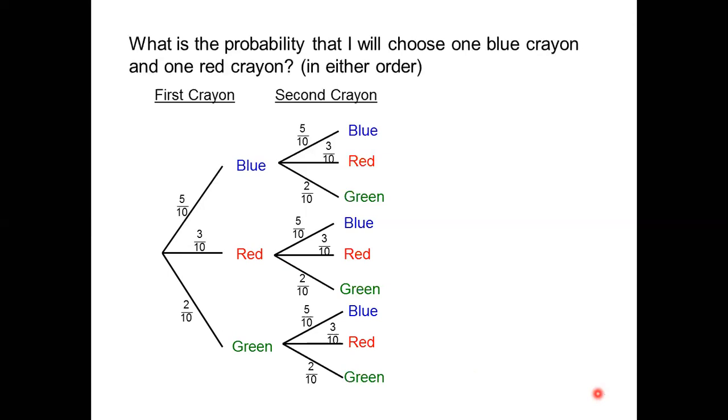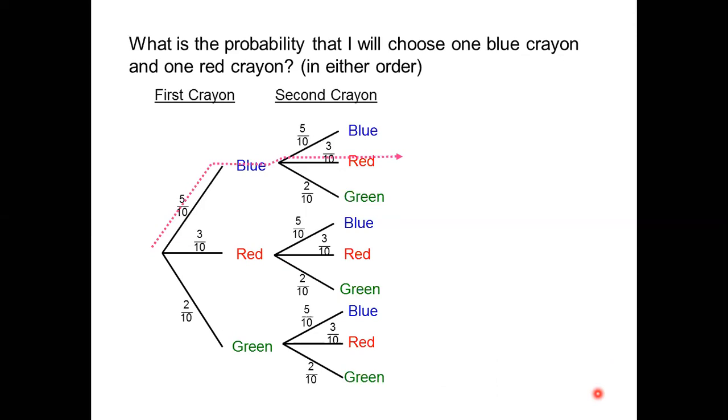What is the probability that I would choose one blue crayon and one red crayon? Now, there is no order that was given. We are not told that it must be in that order. So the probability that one is blue and the other is red implies that it could be blue first, then red second, or red first, then blue second.